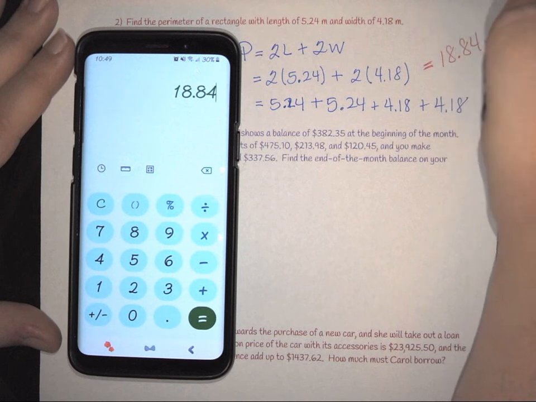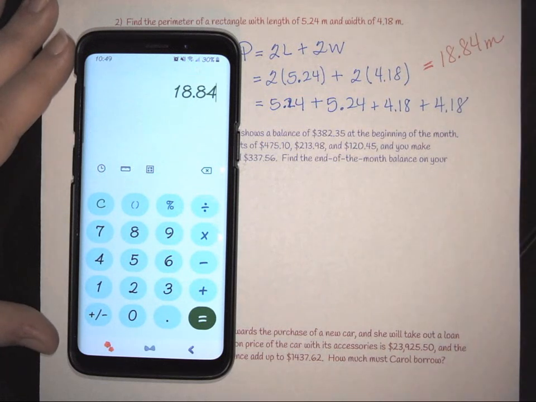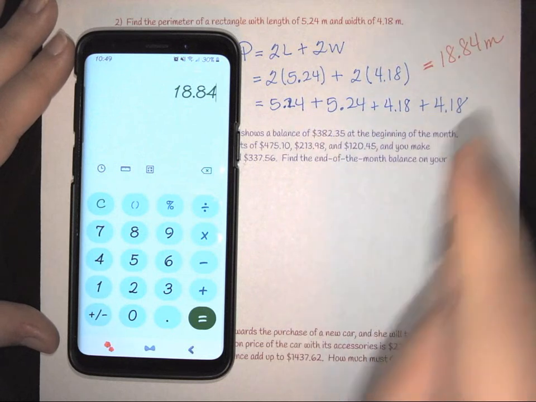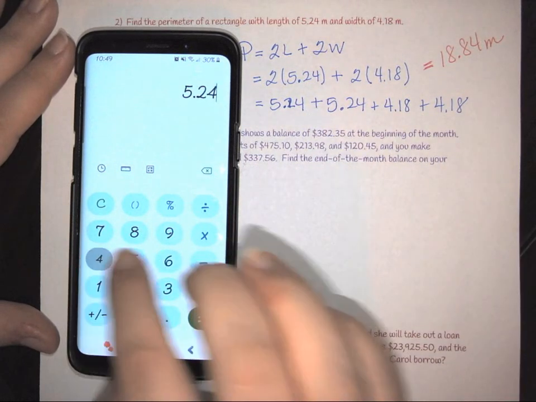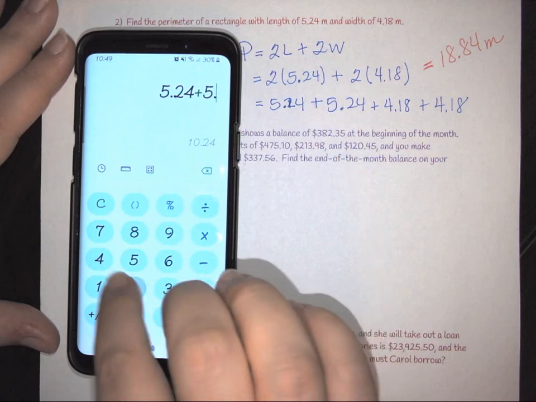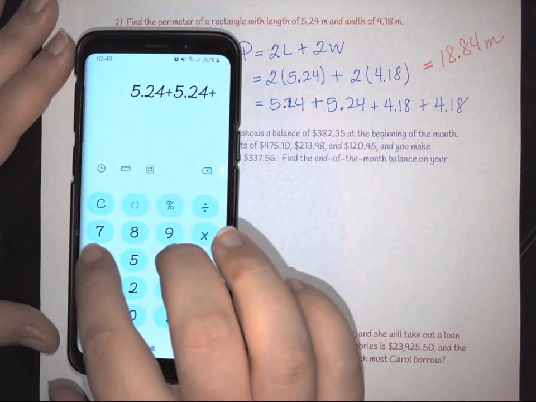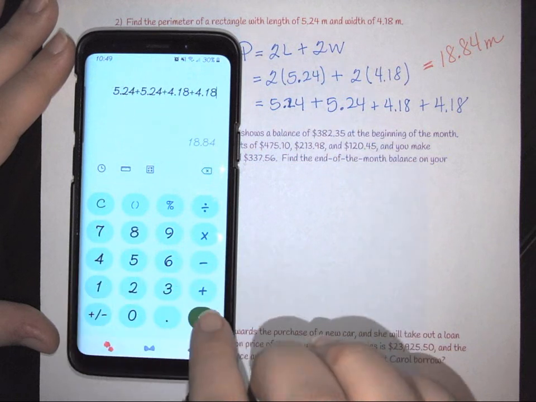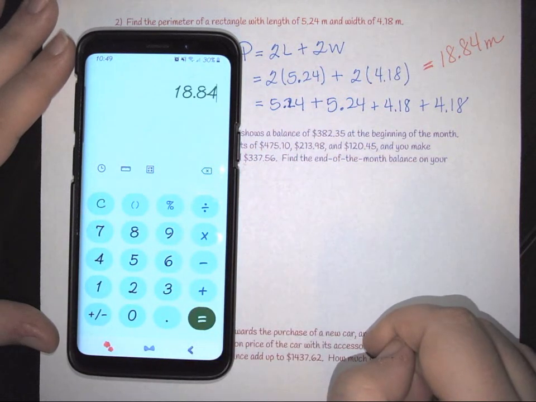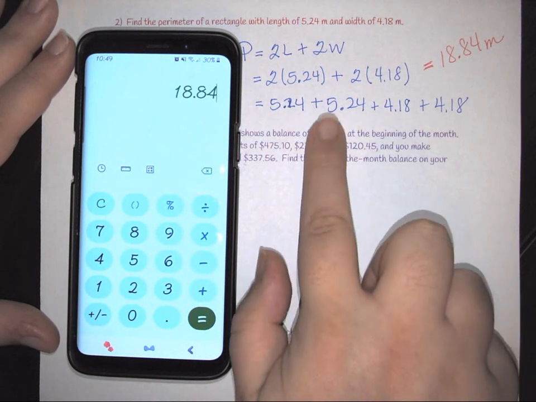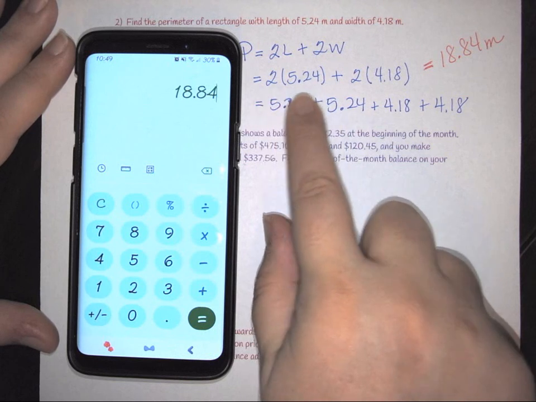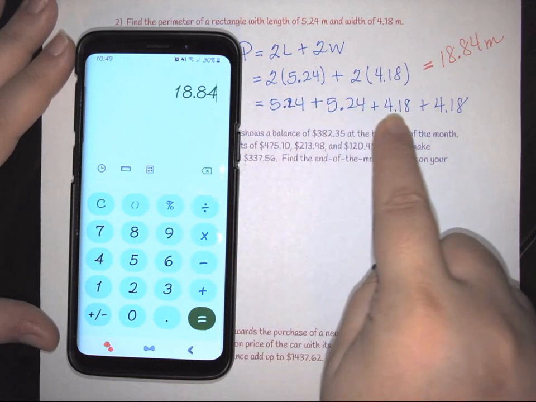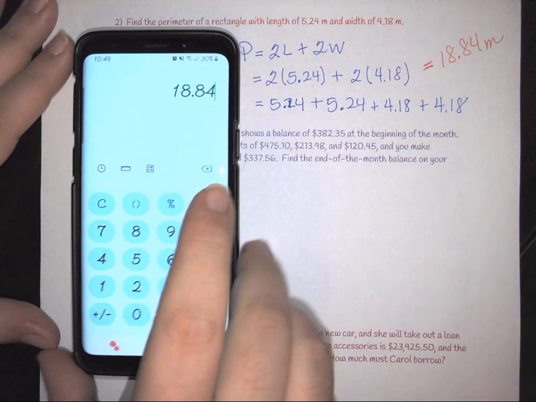18.84 meters. Now to double check yourself, let's do the just straight addition way. So 5.24 plus 5.24 plus 4.18 plus 4.18 gives me the same answer. So that is what we do with perimeter, either the multiplication way or add them all up as you go.